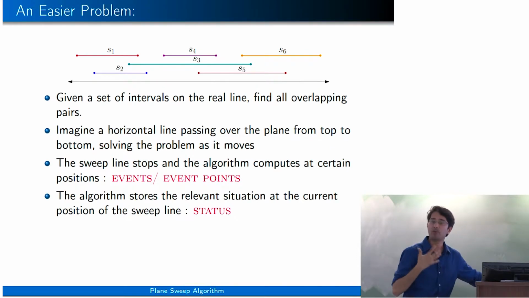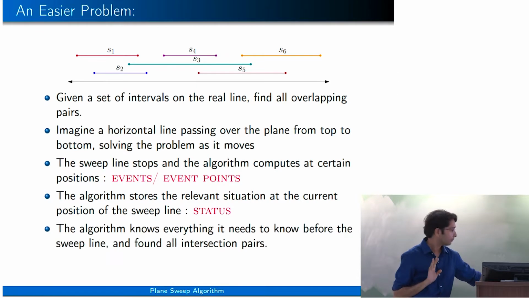And I am saying that I have to maintain certain information while moving. What is the information that we are maintaining here? The intervals at this current point. At minus infinity, what are the active line segments? None, no active line segments, right? At the left end point of S1, S1 becomes active, right? Clear?